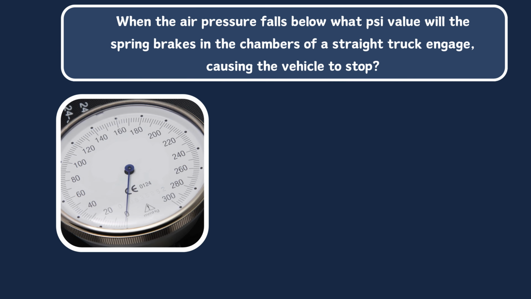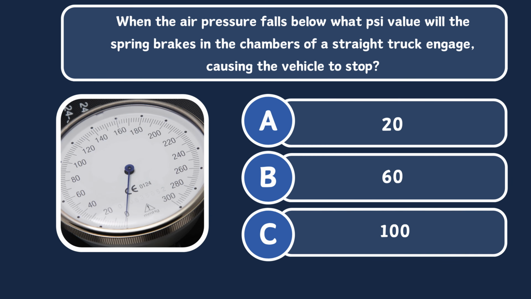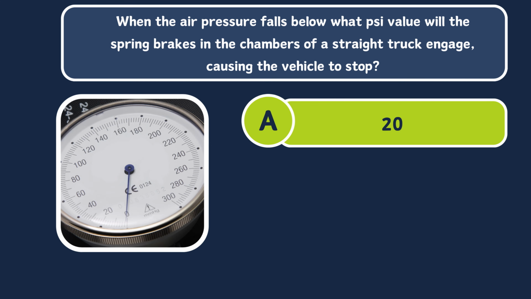Question 16. When the air pressure falls below what PSI value will the spring brakes in the chambers of a straight truck engage, causing the vehicle to stop? A. 20. B. 60. C. 100. Correct answer is A. 20.